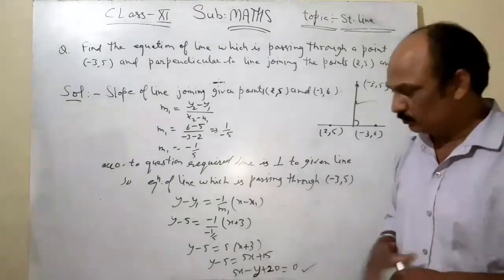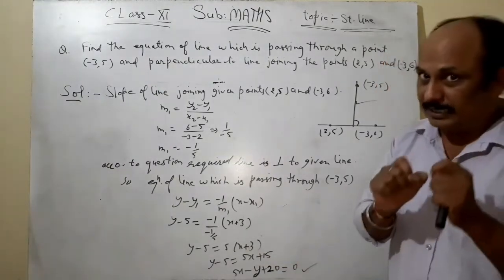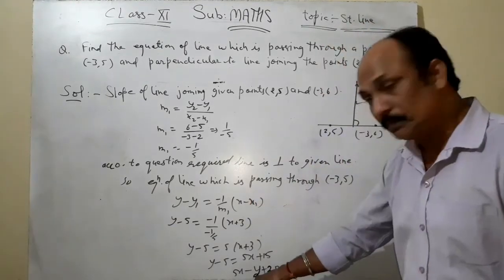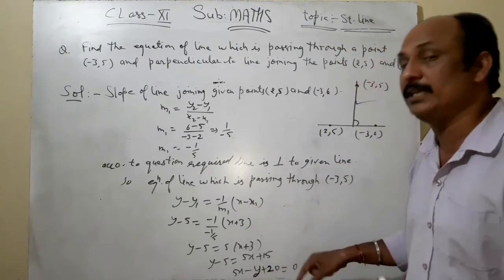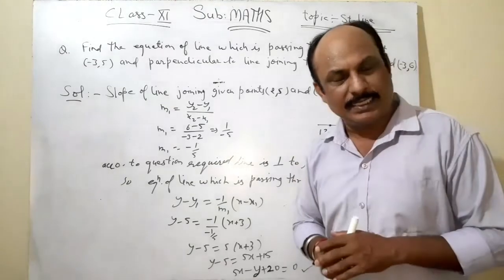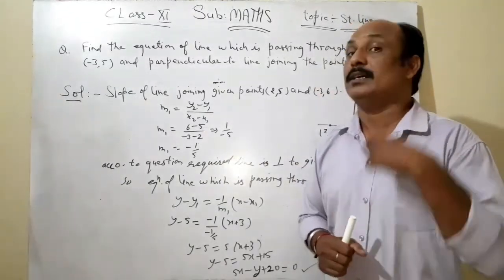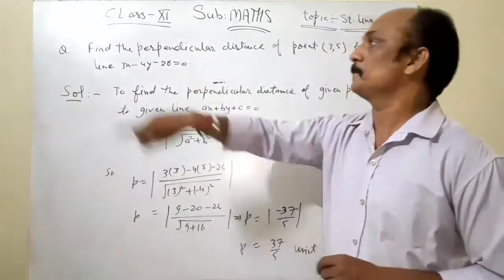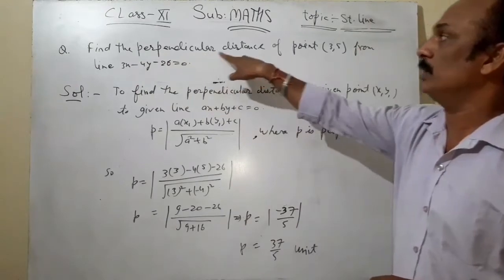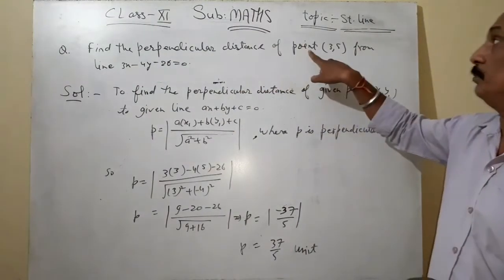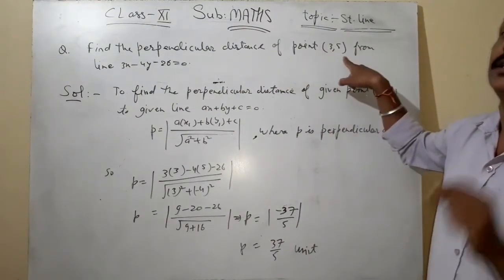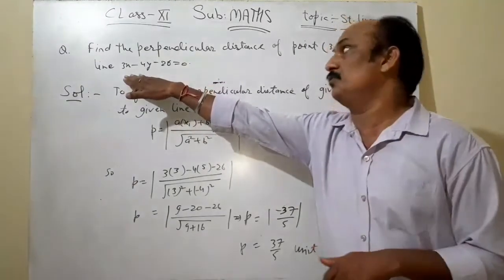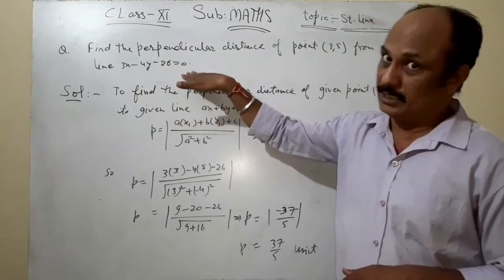अंदर मल्टीप्लाई कर देंगे इसको, ब्रैकेट को सॉल्व कर लेंगे. Then we will get equation of required straight line like 5x minus y plus 20 is equal to 0. Is that clear, beta? Now, I am taking another most important question of our NCERT book. Question is, find the perpendicular distance of point, given point 3, 5 from a given line 3x minus 4y minus 26 is equal to 0.